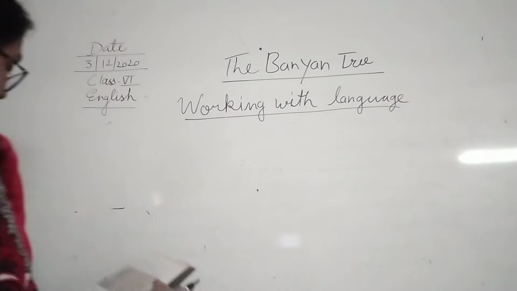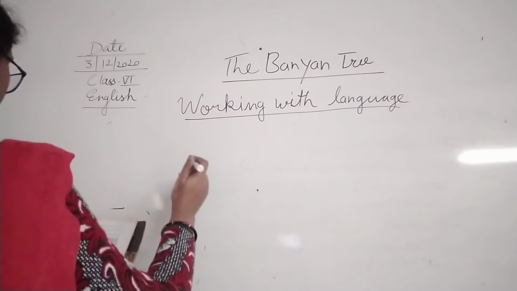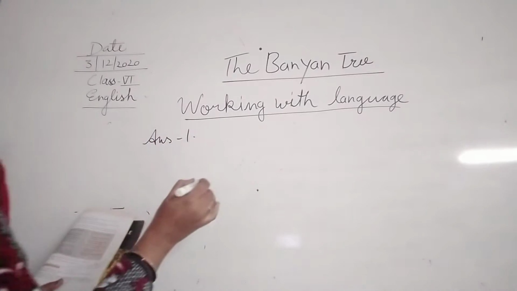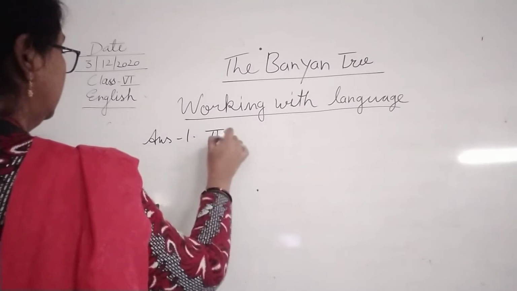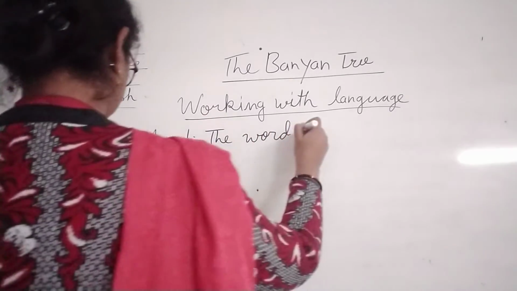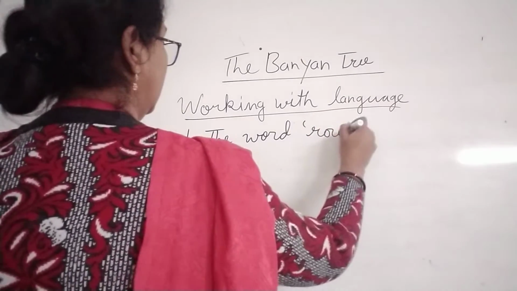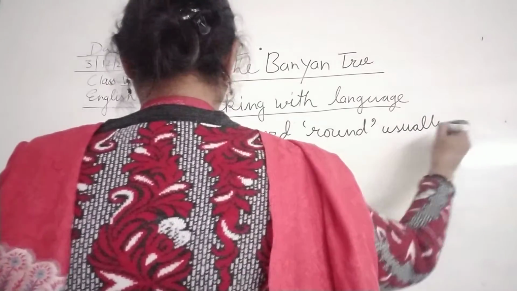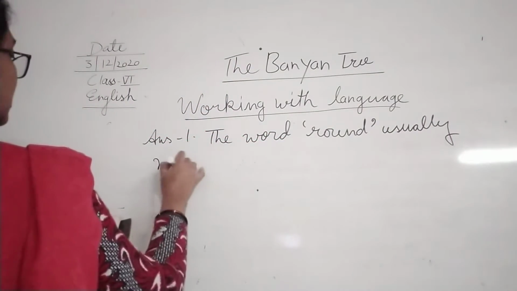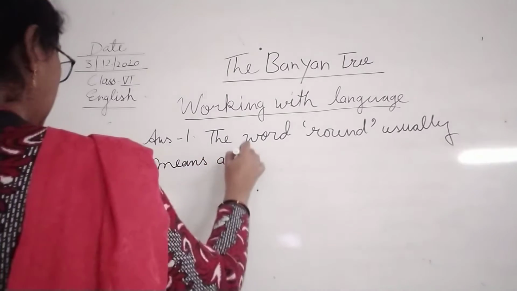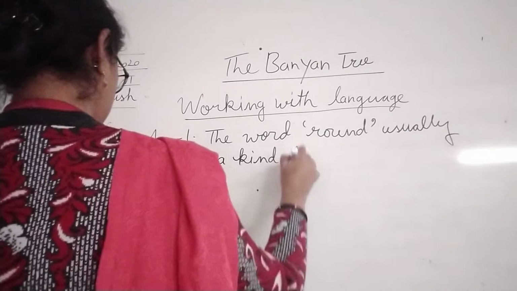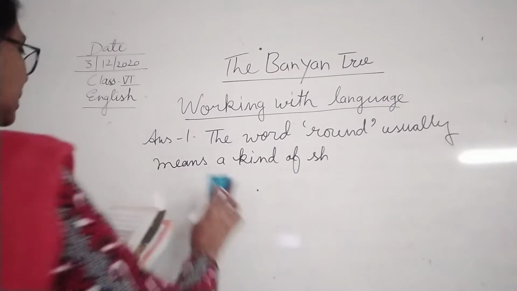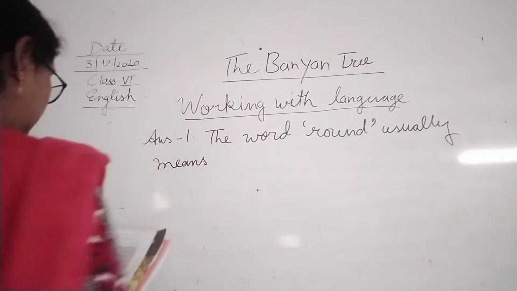Working with language. Now answer 1. The word round usually means a kind of shape. Okay children, so usually it means a kind of shape, as you all know.